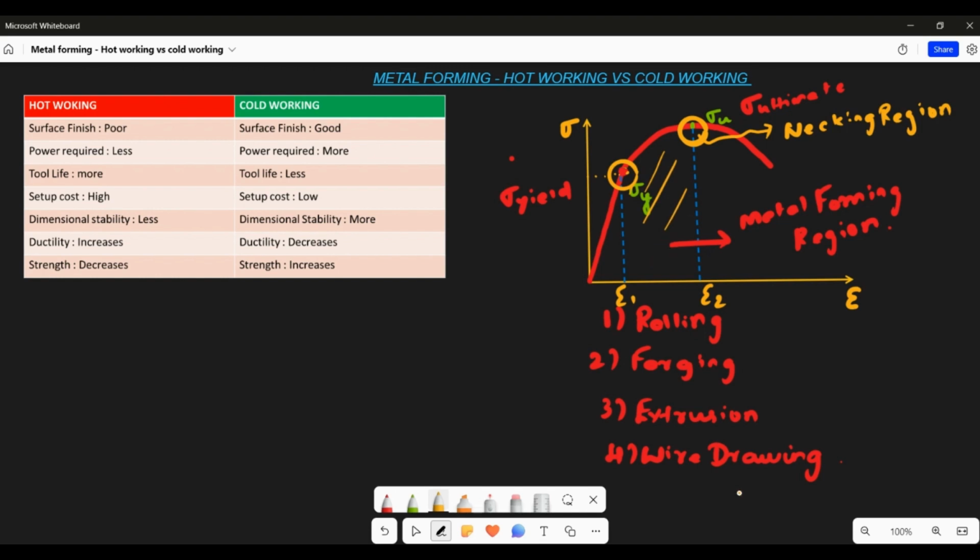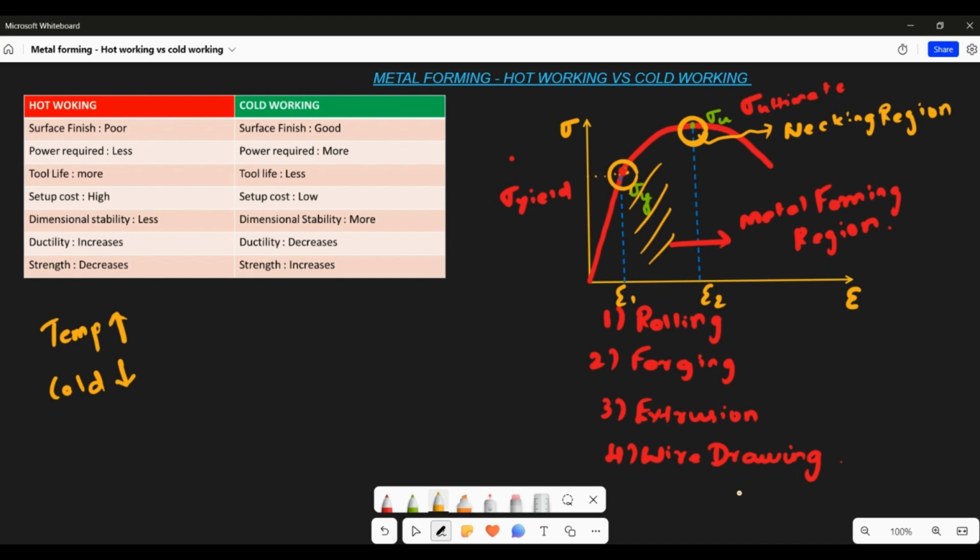Now I'm going to explain the difference between hot working and cold working. First, what is hot working? Everyone knows that in hot working we increase the temperature, but in cold working we do not increase it. My aim is to increase this metal forming region so that I can deform the material as much as I can.